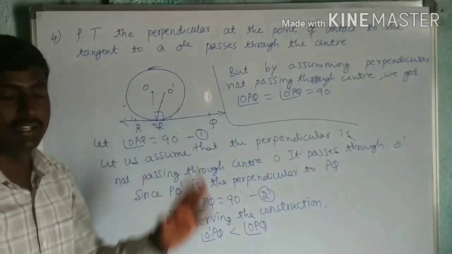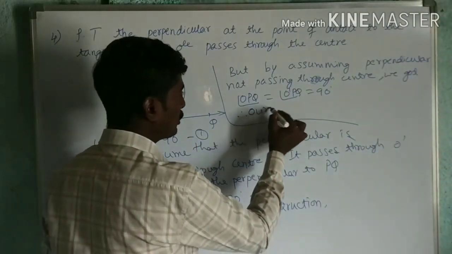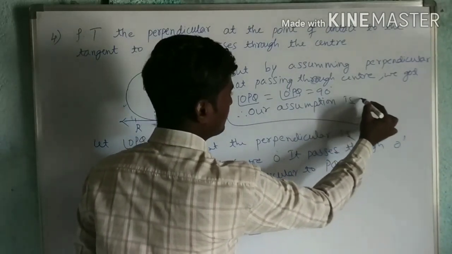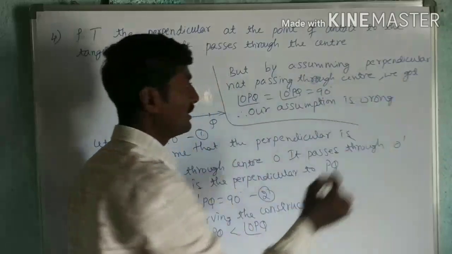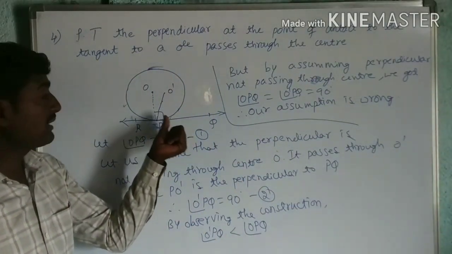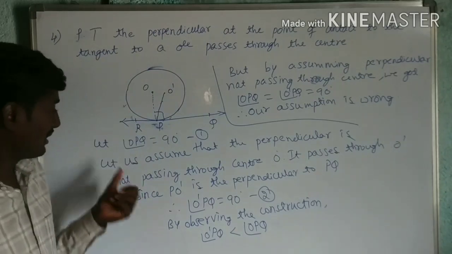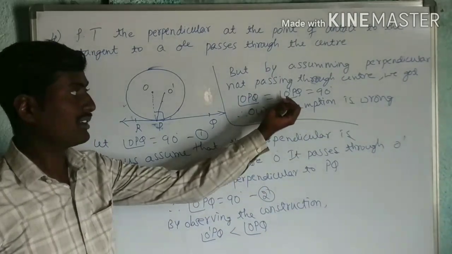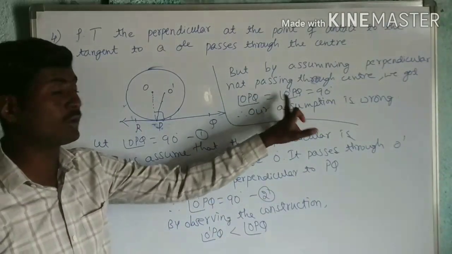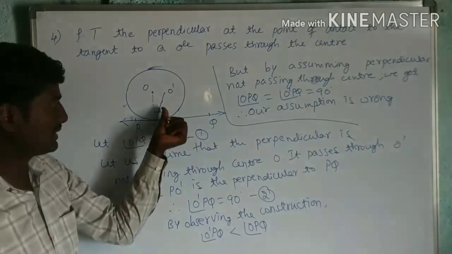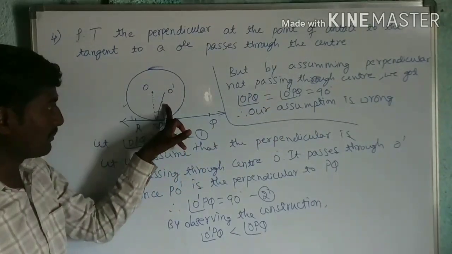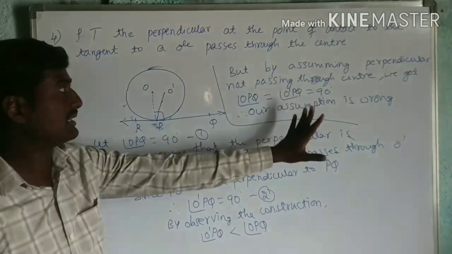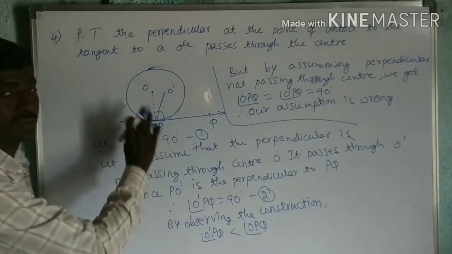Means our assumption is wrong. Therefore, our assumption is wrong. What we assumed? That the perpendicular not passing through the center O. We assumed it. So, by assuming this wrong statement, we got a wrong conclusion. Means these two cannot be equal. By construction, you can also judge it. So, these two are not equal. So, this angle must be less than this angle. So, therefore, our assumption is wrong. We can say that that perpendicular PO is passing through the center.